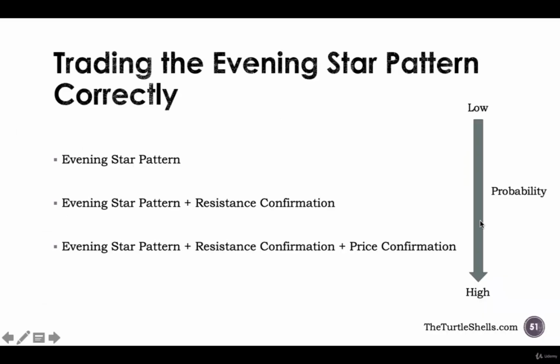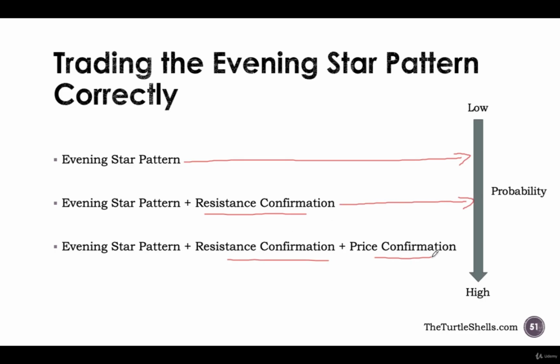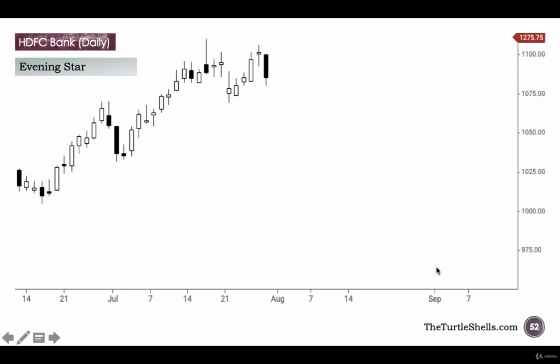Alright, now let us have a look at our good old model. If I have an evening star which is not confirming prior resistance, that is a low probability trade. If it provides prior resistance confirmation, then it's a medium probability trade. If it provides resistance and price confirmation, it's a high probability trade. But remember, the high probability comes at a cost for the price confirmation, and that cost is reduced reward to risk ratio. Okay, so let's quickly have a look at an example.